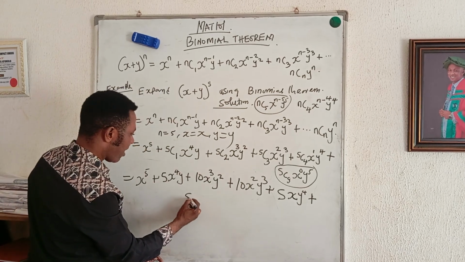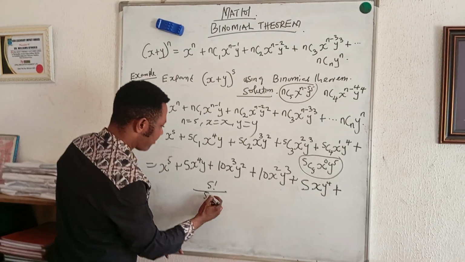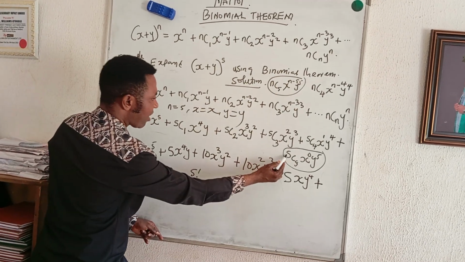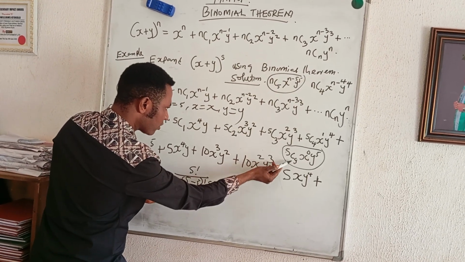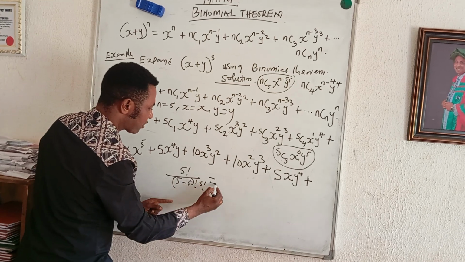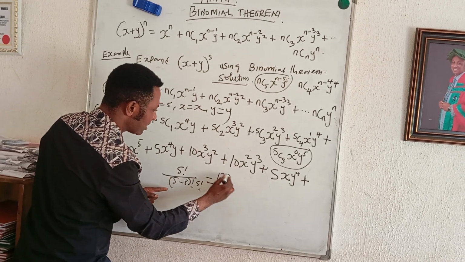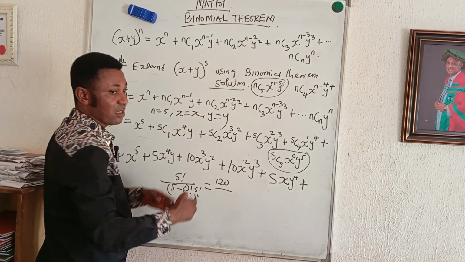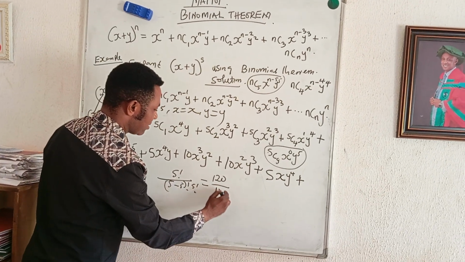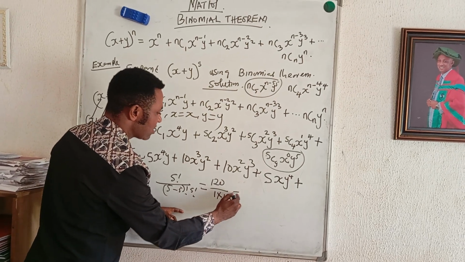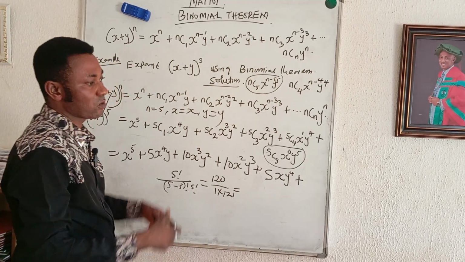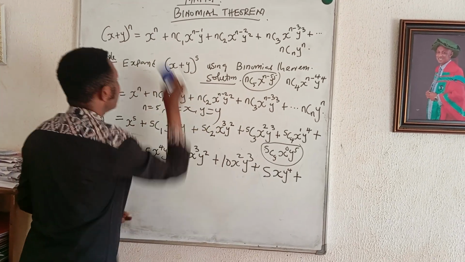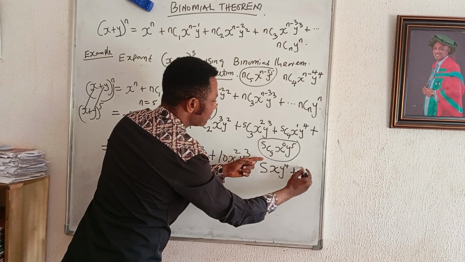How? Look at it. 5 factorial all over 5 minus 5 factorial, then 5 factorial. So 5 factorial is 120. That is 5 times 4 times 3 times 2 times 1. Then 5 minus 5 is 0. 0 factorial is 1. Then 5 factorial is 120. 120 over 120, is it not 1? That's why I say this one is equal to 1. Therefore, this is 1, all right?